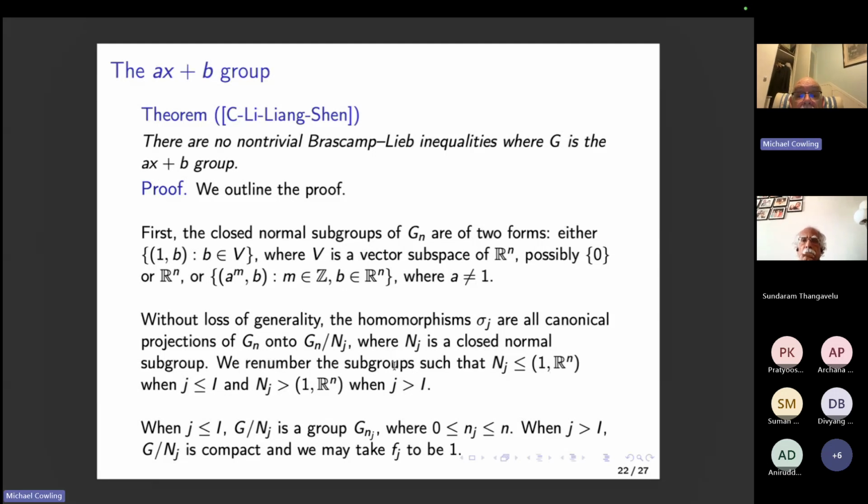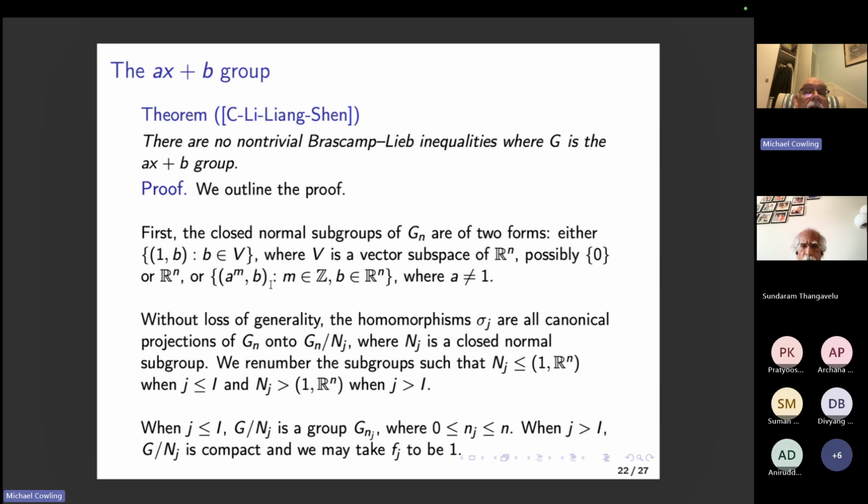So it turns out that it's a group G and J, where 0 is less than or equal to nj is less than or equal to n. And on the other hand, when j is bigger than I, then G over nj, I'm looking at a group that consists of all elements (a, b), where a is real and positive, and b is anything in Rn, and I'm dividing out by something that has all of the Rn.